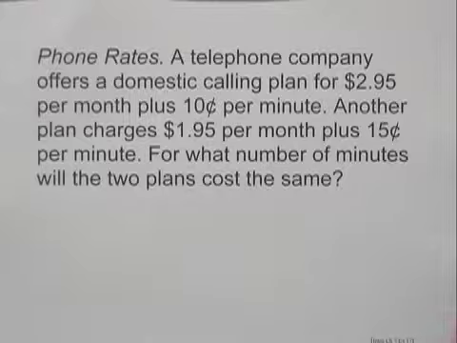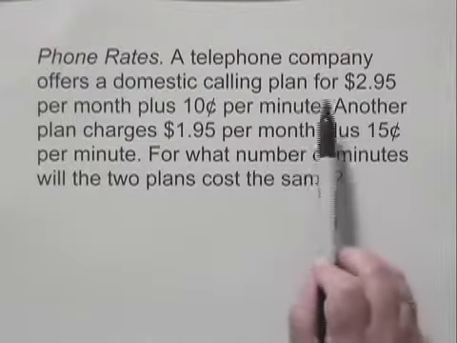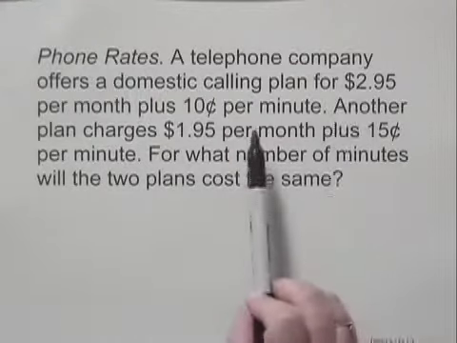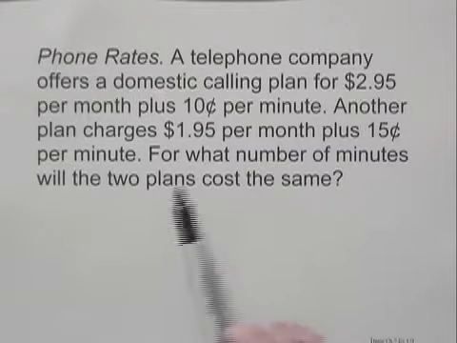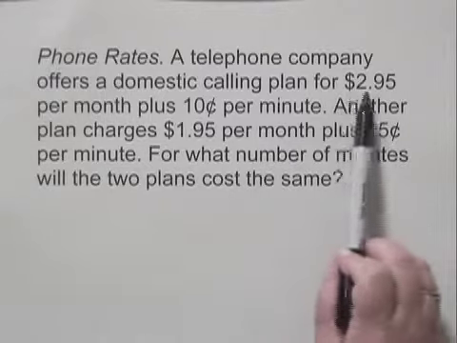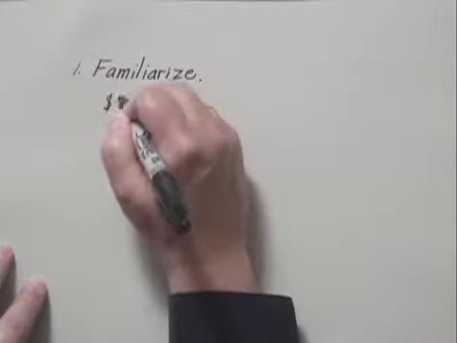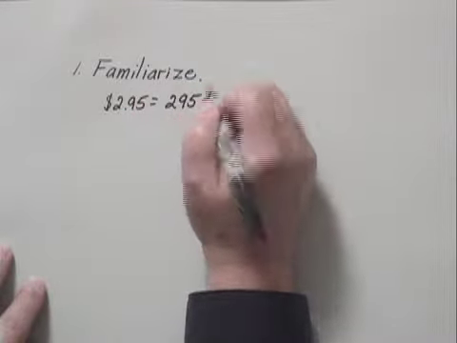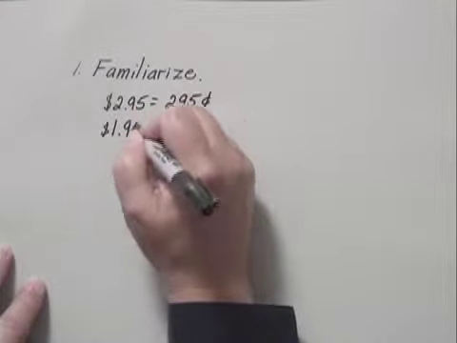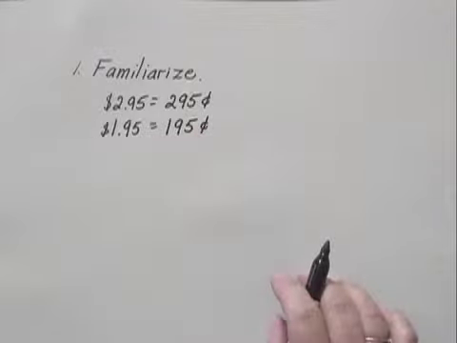Let's familiarize ourselves with the situation. First of all, reading through carefully, one thing to note is that the amount per month is given in dollars and the cost per minute is given in cents. We'll want to work all in cents or all in dollars, and since there are decimal points in dollars, we'll go ahead and convert the dollars to cents. So that tells us that $2.95 is the same thing as 295 cents, and $1.95 is the same thing as 195 cents, and we're going to work in cents instead of in dollars.